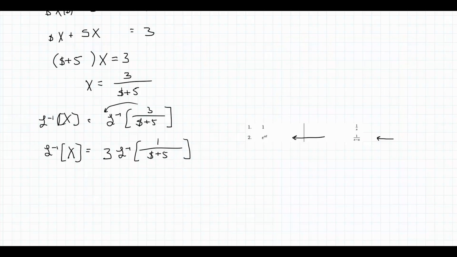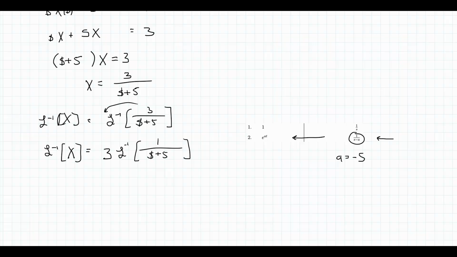All right, so what did this let me do? By manipulating this just a little bit, I now have 3 times the inverse Laplace transform of 1 over s plus 5. Now it does look like what we have on our inverse Laplace transform table. If I say that a is equal to -5, then it looks exactly right on the inside of that inverse Laplace transform. It's in that form of 1 over s minus a, when a is -5.